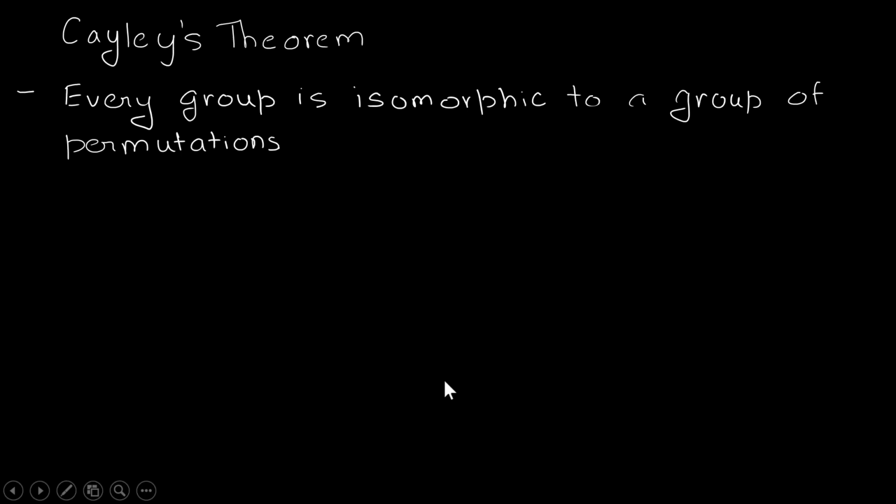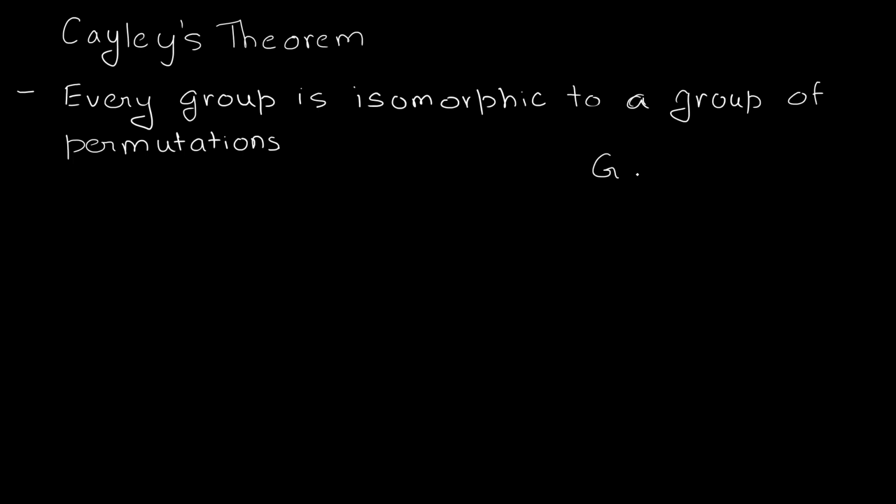Hello students. Now in this video we are going to look at Cayley's theorem. It's an important theorem of algebra, and what it says is that every group is isomorphic to a group of permutations. Okay. Now what does that mean?